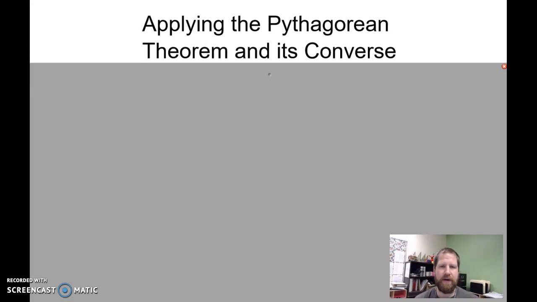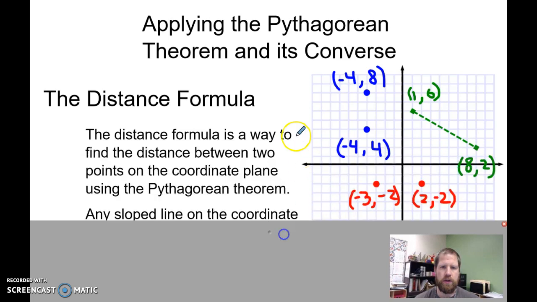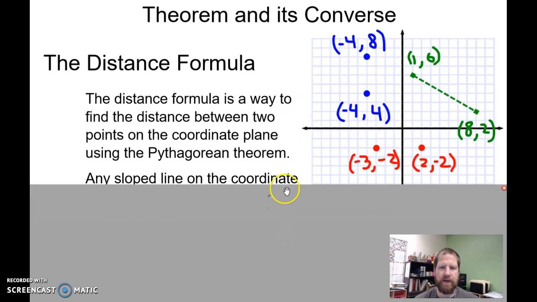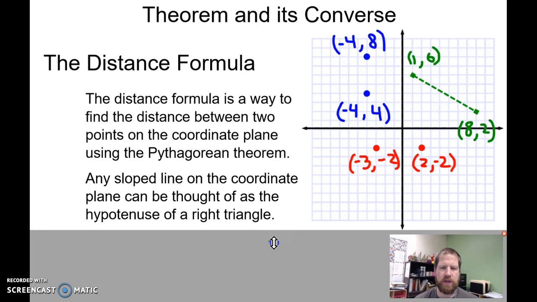Applying the Pythagorean theorem and its converse. So in the last video we learned the Pythagorean theorem. We learned that a squared plus b squared equals c squared. And this is useful for figuring out the hypotenuse of a right triangle.